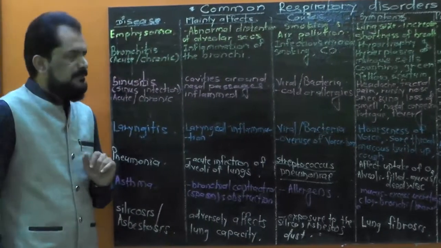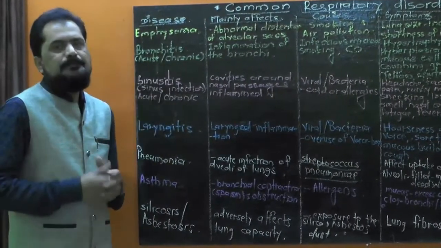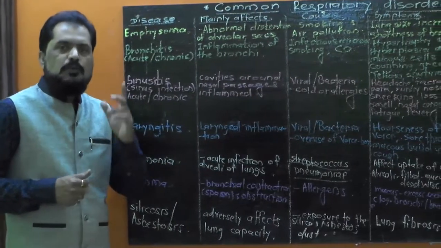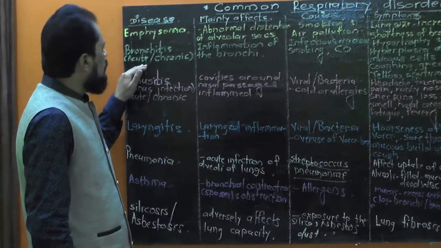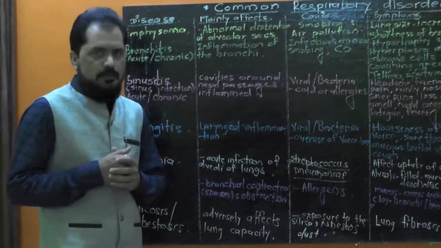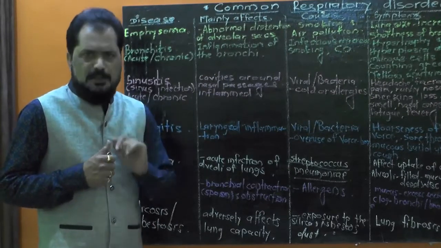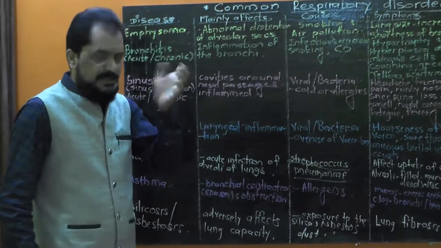Come to the next. Second, bronchitis. Actually, there are two types of bronchitis: acute bronchitis and chronic bronchitis. First of all, let me tell you the meaning of bronchitis.